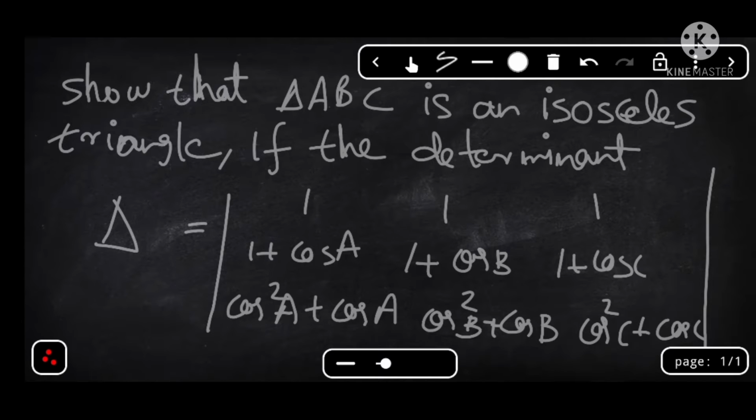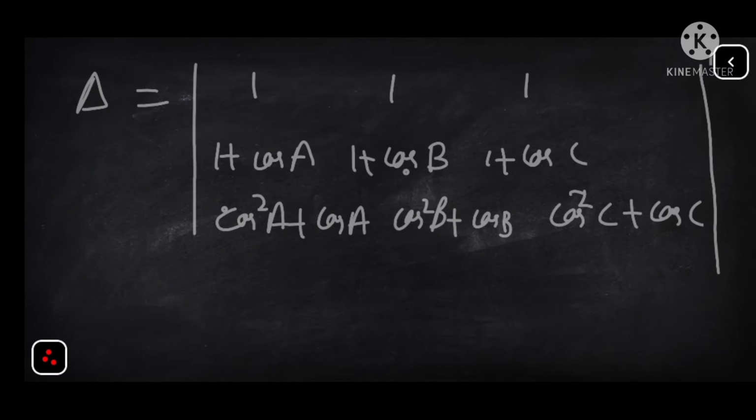For an isosceles triangle we know that among the three sides, any two sides will be equal. If any two sides of a triangle are equal, then we can call the triangle an isosceles triangle. Fine. So we are going to prove that. So this is our determinant.